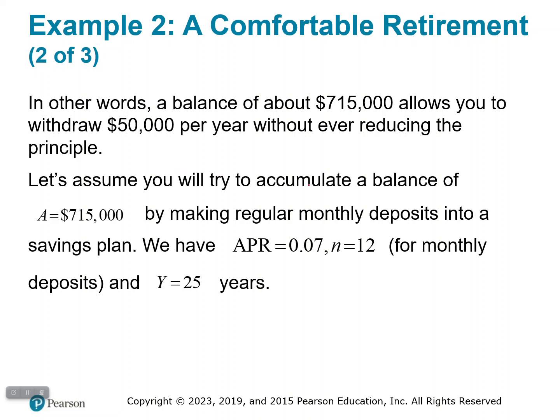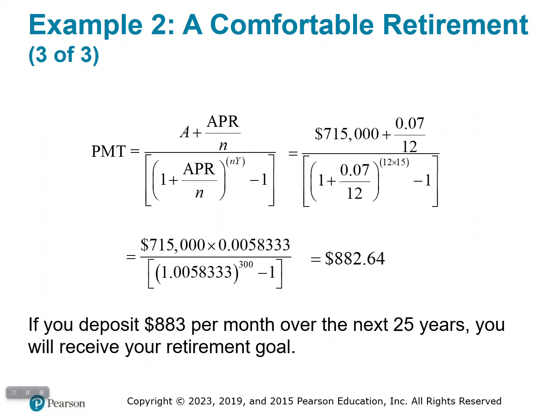Let's assume you will try to accumulate this balance, this $715,000, by making regular monthly deposits into a savings plan. We have an APR of 0.07, 7%, monthly deposits for 25 years, right? While I work, I want to get this set up. I need to get to that money. Here we go.